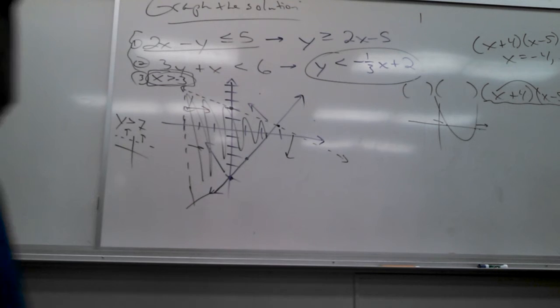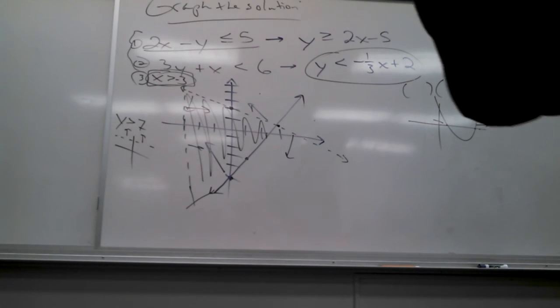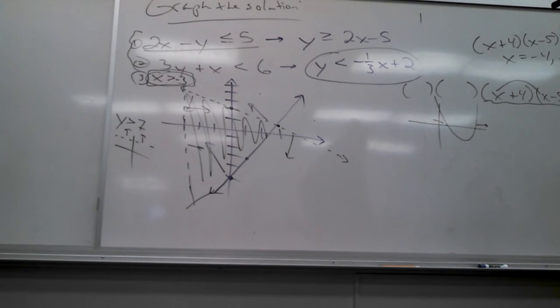This line here, right? So plugging in 0, 0 is bigger than negative 5. So that's true. That works, so you have to shade that way. So in a way, if it's false, you shade toward negative 5.